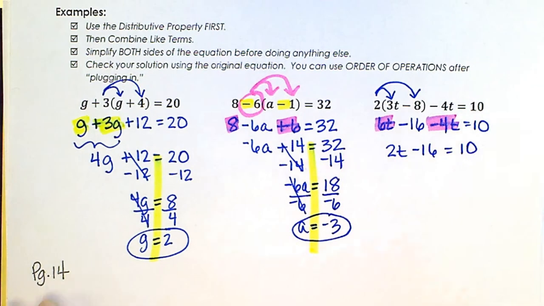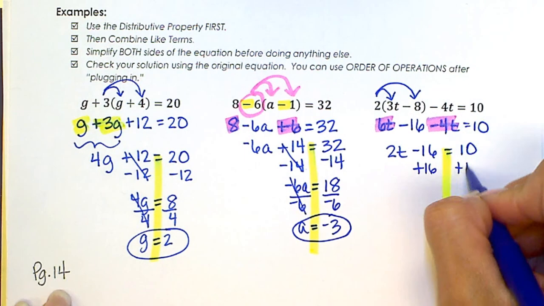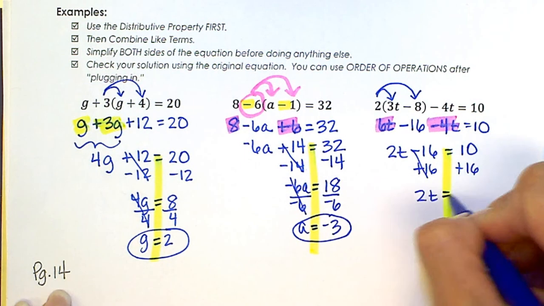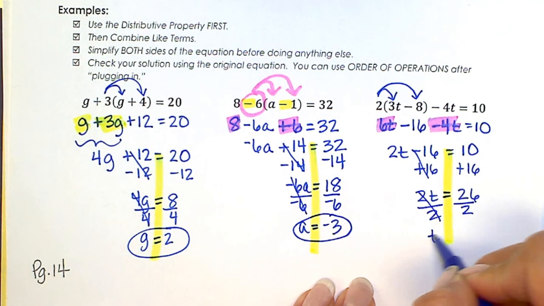Let's solve our two-step equation by adding 16. We get 2t equals 26. Divide both sides by 2, and t equals 13.